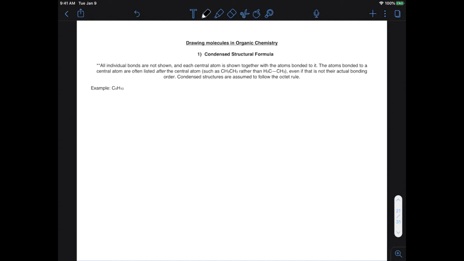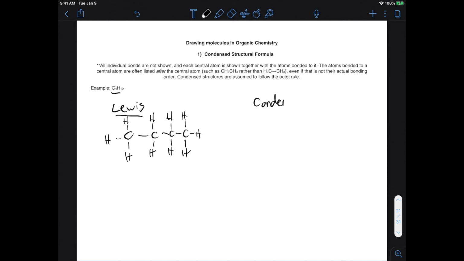So with this very familiar formula here, drawing out the Lewis structure for this. Very familiar. Not doing the 3D spatial arrangement for simplicity's sake. Right, here we go. And if we're going to do this condensed, what would that look like, right?